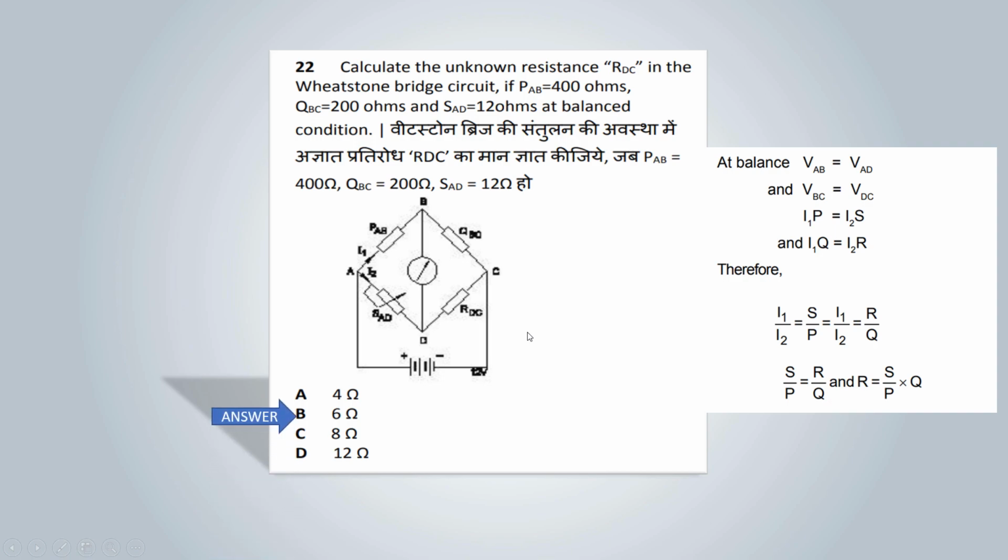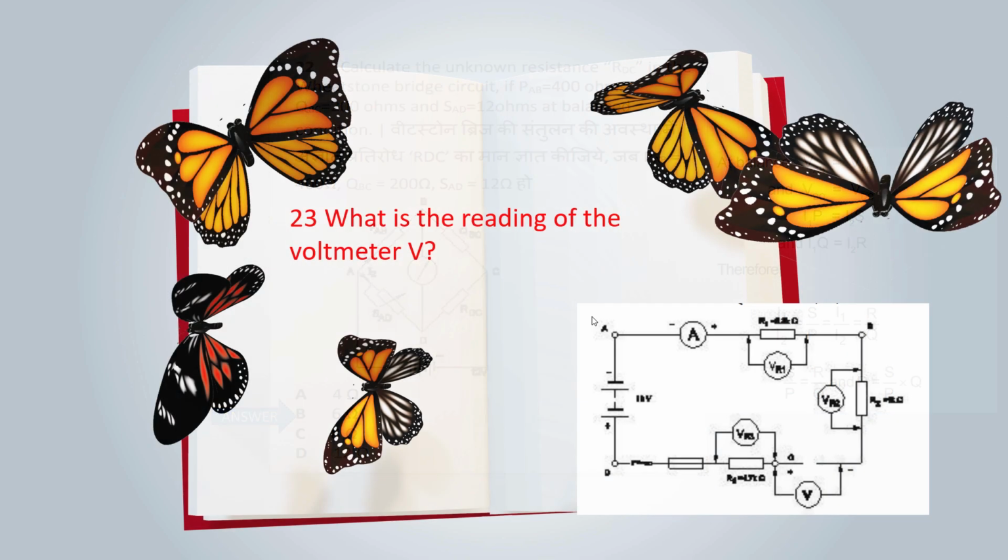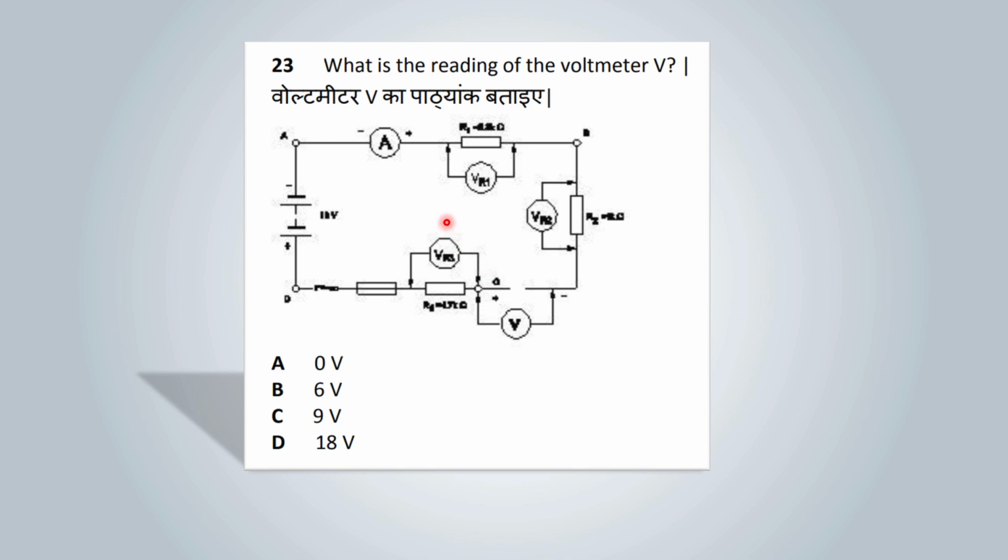What is the reading of the voltmeter V? So friends, here this is a closed circuit. If I cut this wire, if I open this circuit and measure the voltage here, how much voltage can we measure? Remember, this is a closed circuit. We only opened here. Therefore the answer is 18 volt, because we can see this 18 volt here also, since this is a closed circuit.